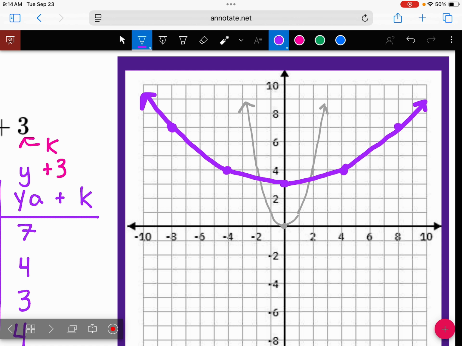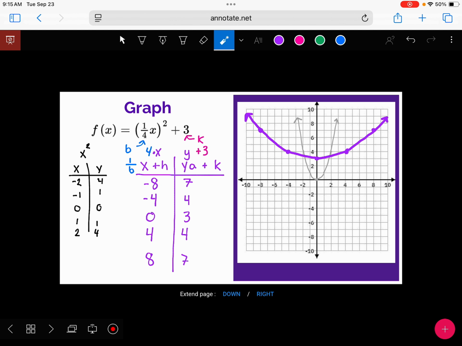So quadratics we've done bunches and bunches of times. We've worked with quadratics in Algebra 2 bunches. So we know how to find our parent table. We know how to apply transformations. Questions on this one? Because the weird part is the 1 over b.